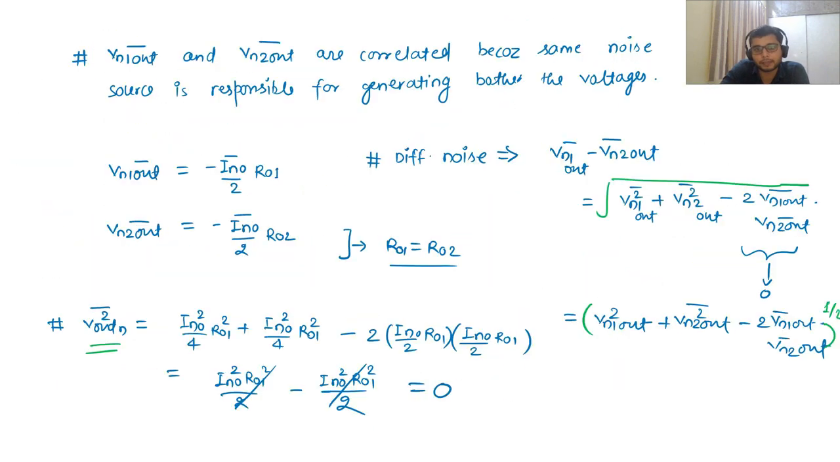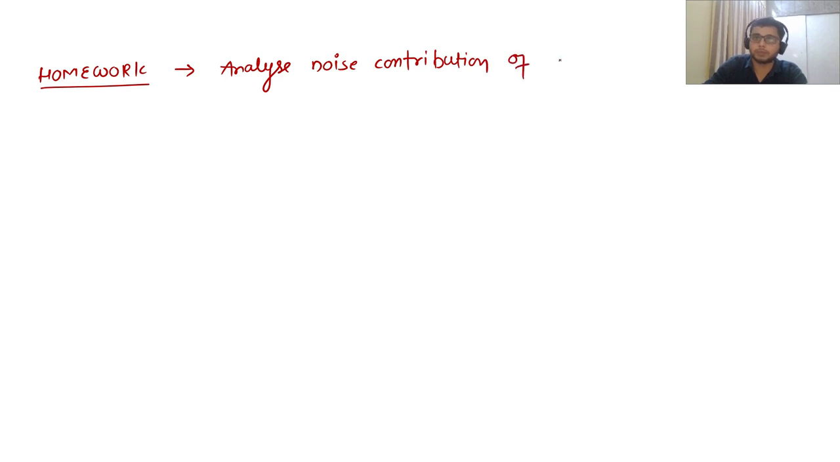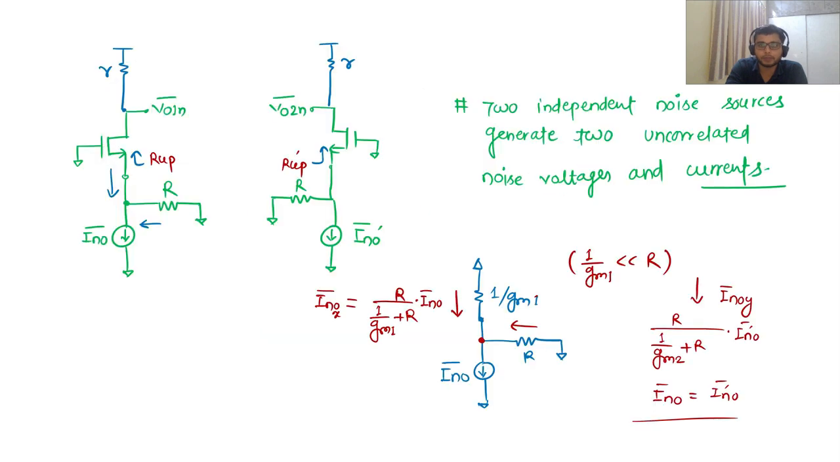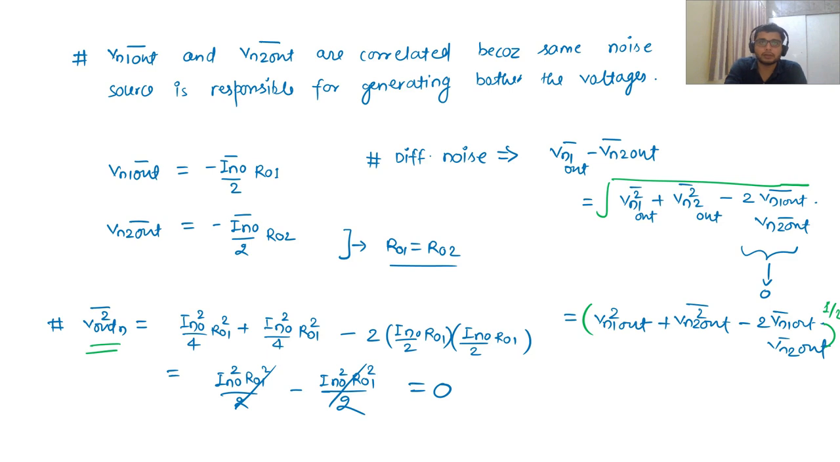So what is the home exercise? What is your homework? Analyze the noise contribution of other elements of the circuit. Exactly, I cannot say which one is better, but depending on the tail current source, I can say the first circuit is better in terms of noise performance, because the noise of the tail current source for the first circuit is not contributing to the noise. So you can check exactly what the noise comes to and what the input referred noise is, then you can see it. So I think this is enough discussion for this noise performance analysis.